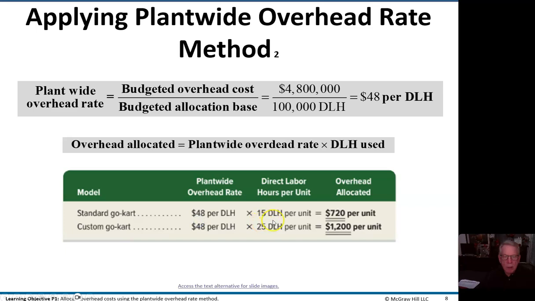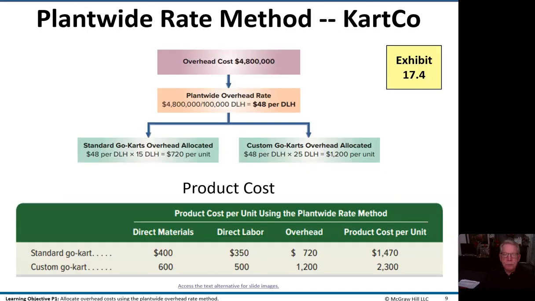48 times 15 tells me that there's $720 per standard go-kart and $1,200 per custom go-kart. So here again, we provided this total overhead for the year. We estimated it. Here we have our estimated plant overhead rate.